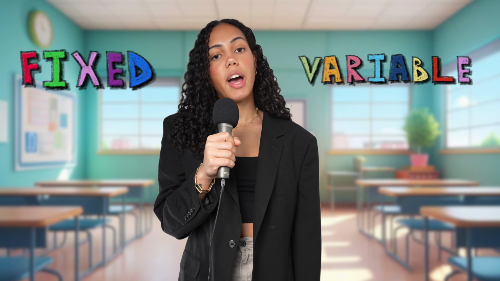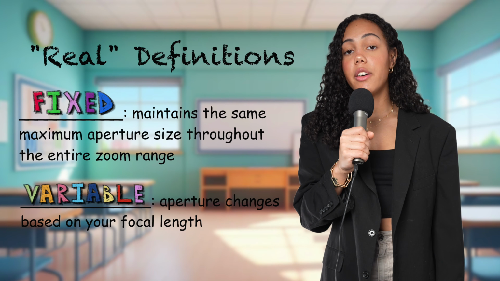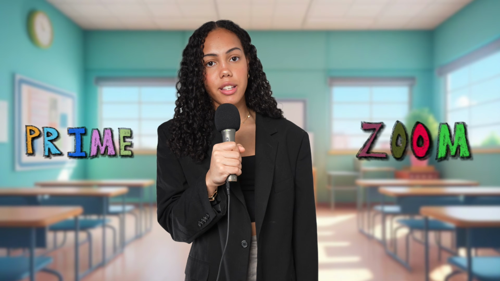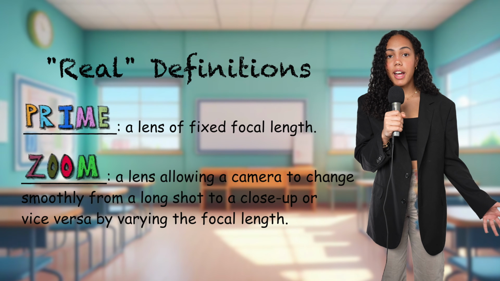Fixed versus variable aperture. A fixed aperture means the f-stop will not move unless you change it manually. A variable aperture means that it will move by itself when you zoom in. Typically, people desire a fixed aperture because it gives them more light and more of a blurry background. The next terms to learn are prime versus zoom lenses. A prime lens has a fixed focal length, so basically it can't zoom. A zoom lens can zoom. A prime lens always has a fixed aperture, and a zoom lens can have a fixed or a variable aperture.